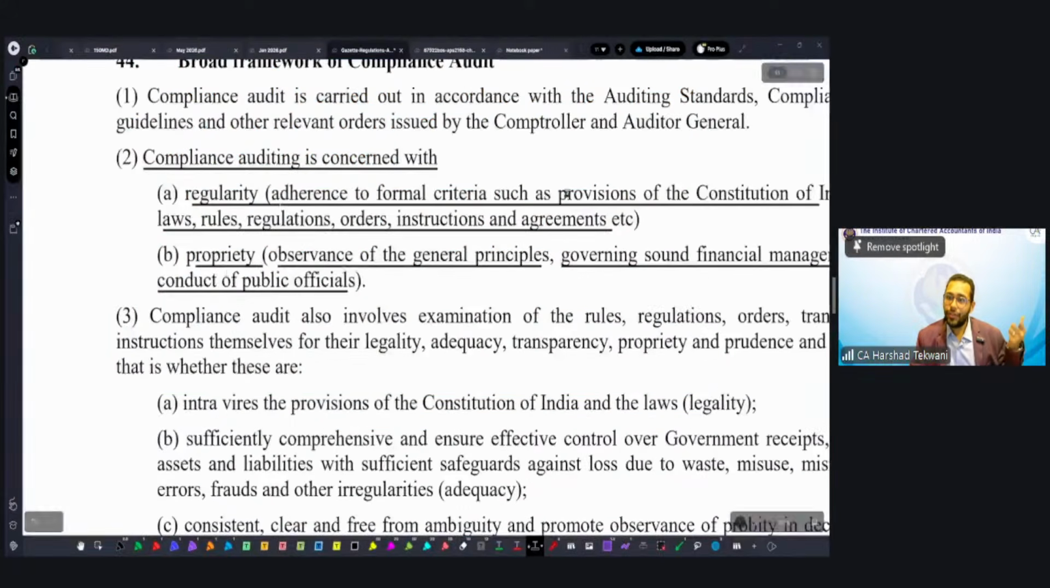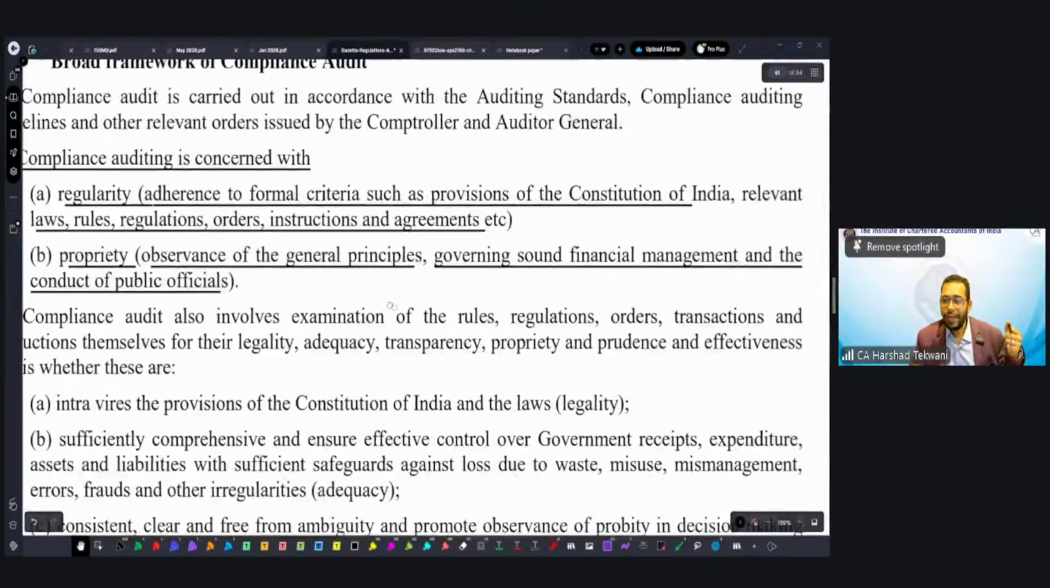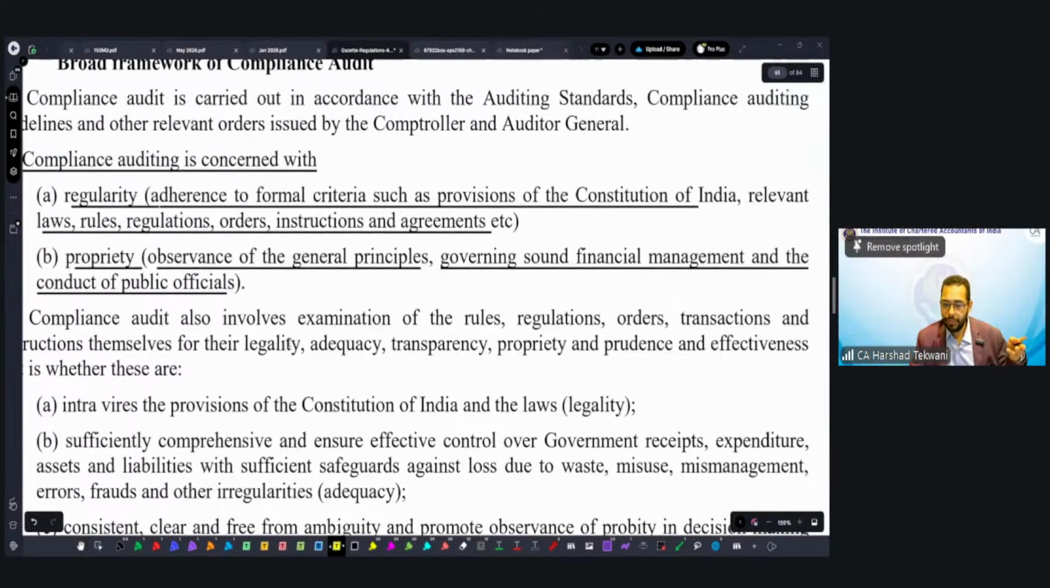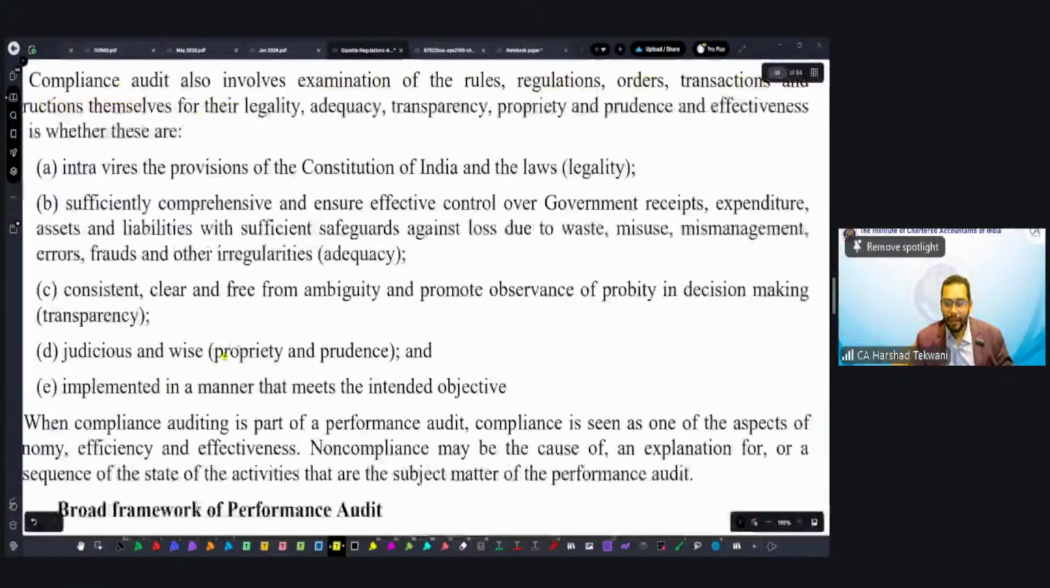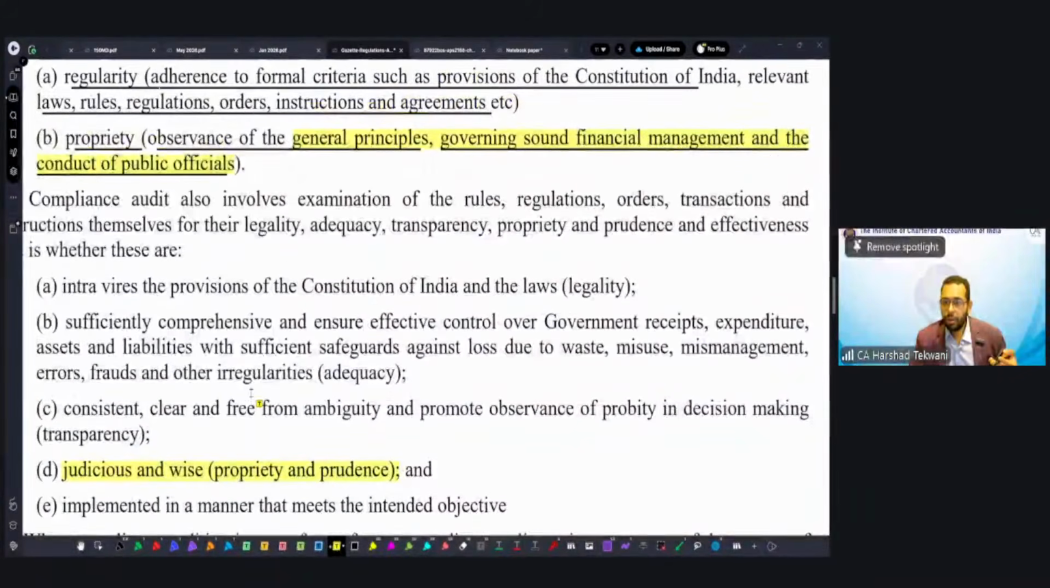And let's go to the compliance audit. It is the observance of the general principles governing sound financial management and the conduct of public officials. Sound financial management and the conduct of public officials, that's where they lack. For example, their activities should be judicious and wise, proprietary with prudence, but it was not there. Because of that, there was waste, misuse, mismanagement, errors, frauds, irregularities.